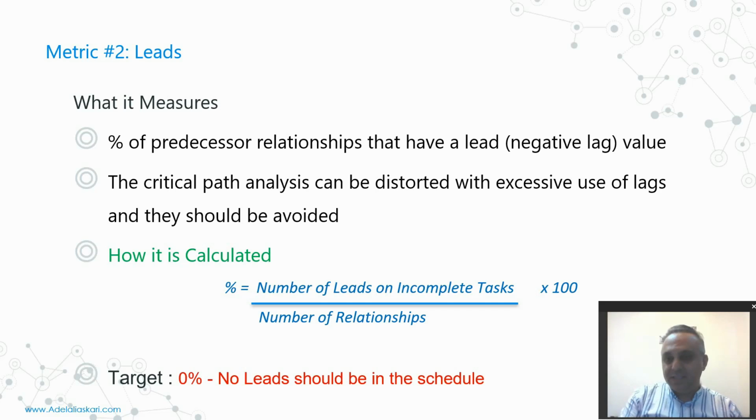What is a lead? Generally, negative lags are called leads. If you put a negative amount for your lag in your time schedule, we call it a lead. Based on the criteria, we are not authorized to use any leads in our project, because leads increase the risk, and you may also have some problems in your project schedule and control.